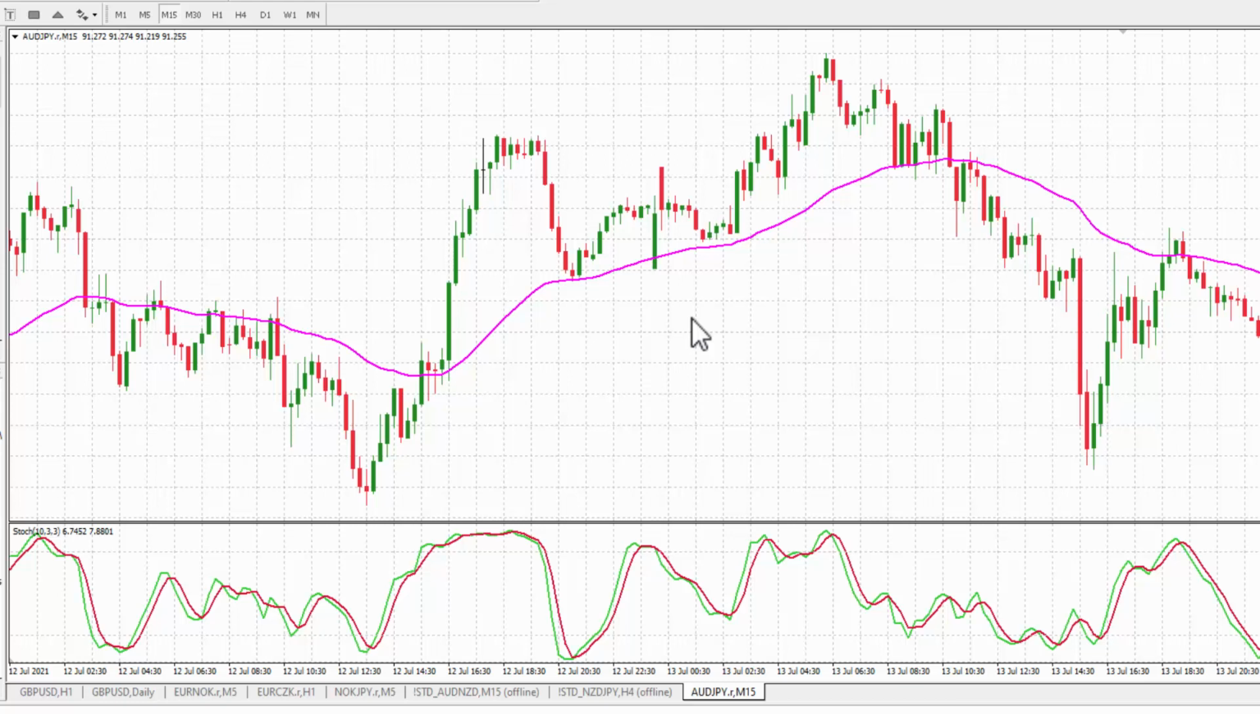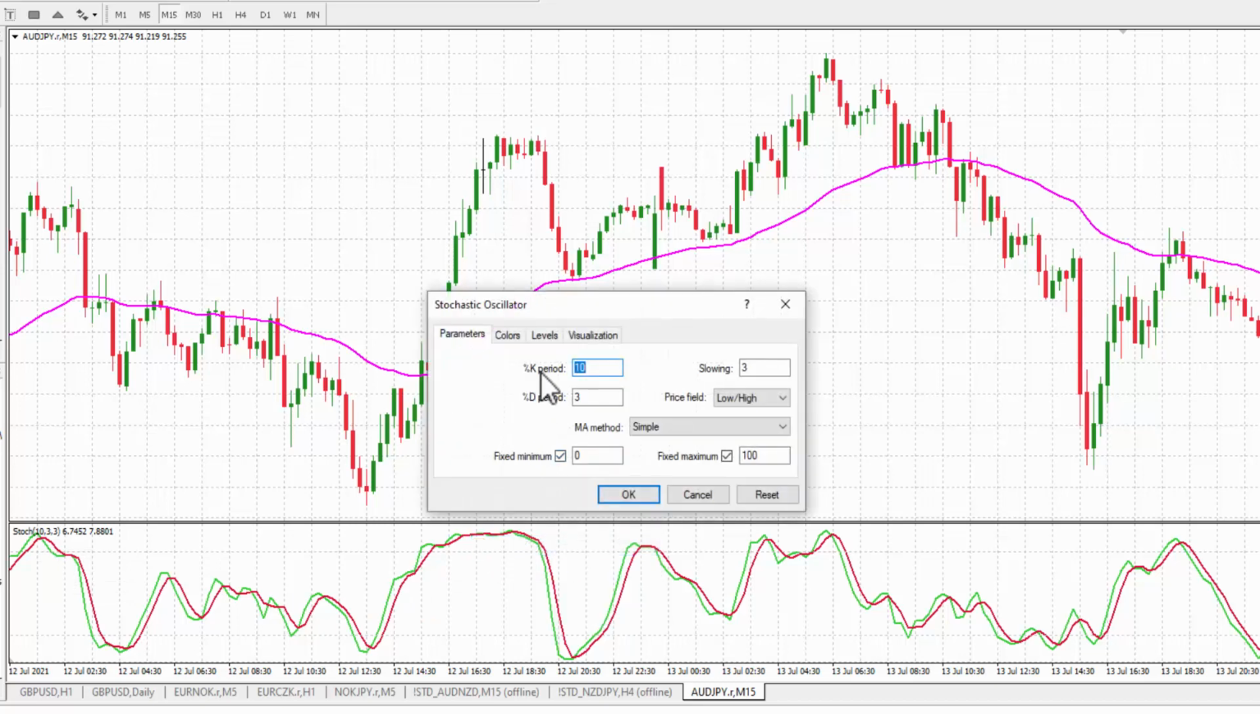Now for the actual signals, I'm going to use the stochastic oscillator. Now I have changed something here. So the %K period, I've adjusted it and I'm using 10 instead of the default 5. 10 is a little bit longer term, so it should give me better quality signals.